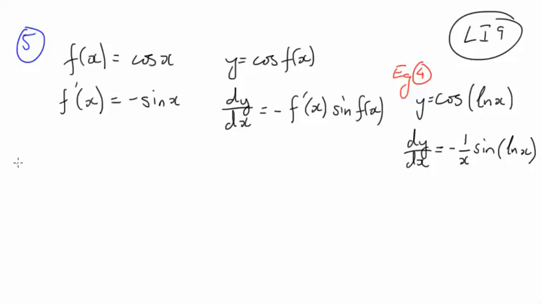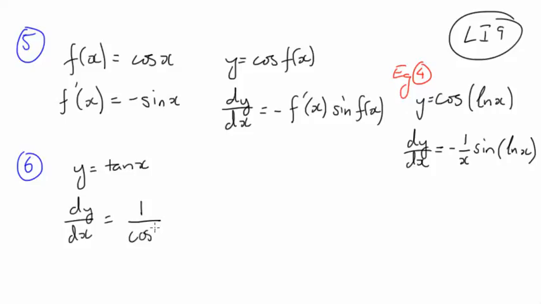And lastly, number 6 is the derivative of the tan function. If you have y equals tan of x, its derivative is, now there are a couple ways to write this. It's 1 on cos squared of x. So what this notation means here is cos of x all squared. That's what cos squared of x means. Another way to write this is sec squared x.